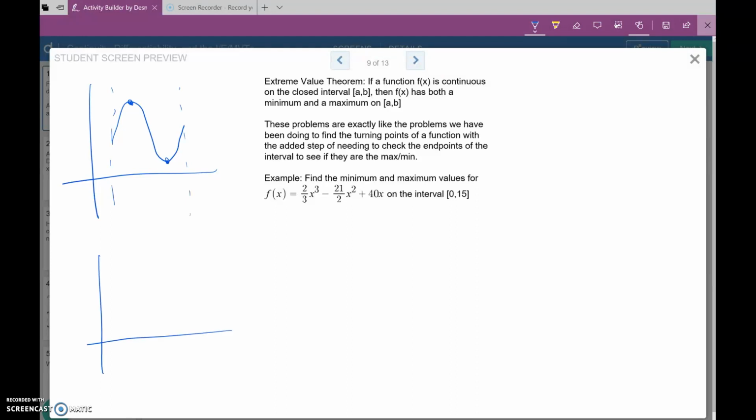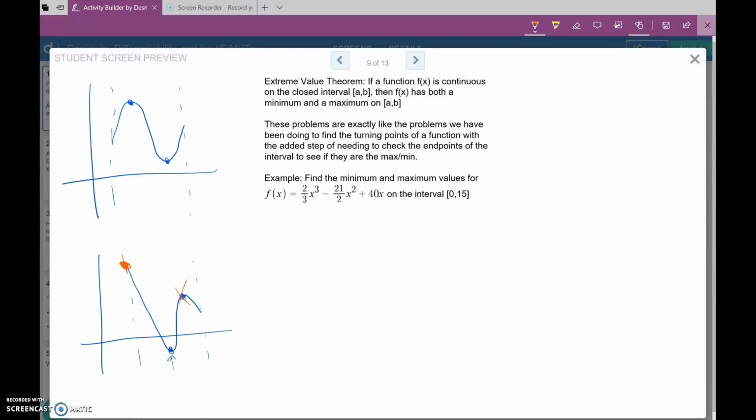However, if the function looks something like this, right? If I take the first derivative and set it equal to 0, I'm going to find this minimum and this maximum. This minimum is, in fact, the actual minimum of this function on this interval. However, the maximum is not this point. It is not the turning point on here. This is not the maximum. The maximum value of this function on this interval is actually here at the endpoint.